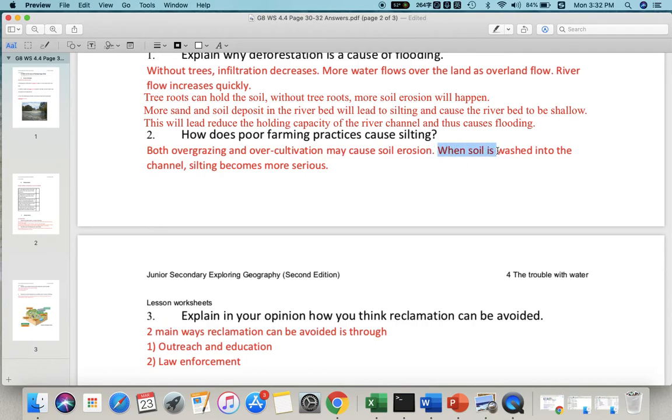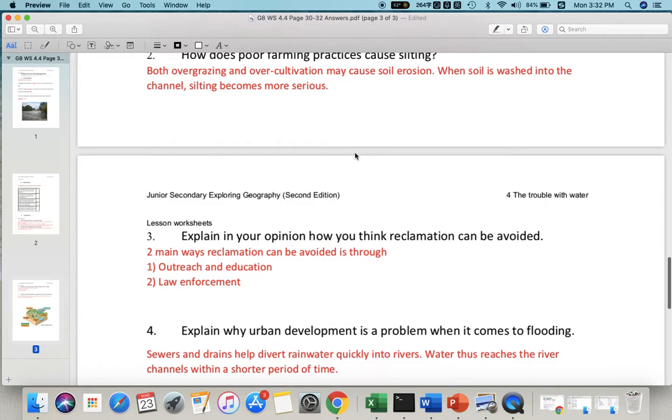And so when the soil erosion happens, more soil is washed into the channel and causes silting to become more serious. And you can answer all this back, okay? And the more sand and soil deposit here cause the silting and the riverbed to become very shallow and reduce the holding capacity and cause the flooding.